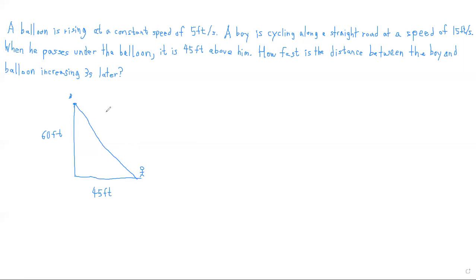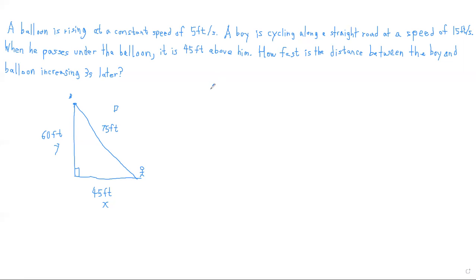And now, this should look familiar to you. This is like the Pythagorean theorem, a right triangle. The total distance between the boy and the balloon at 3 seconds later is 75 feet. Now we have an equation where we could use related rates. So let's call this x and let's call this y for the sake of naming a variable. And let's call this D, capital D, just so you don't get mixed up.